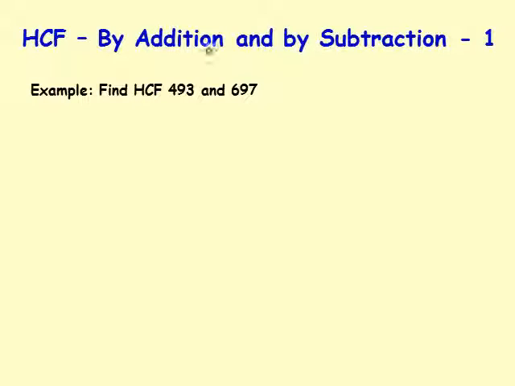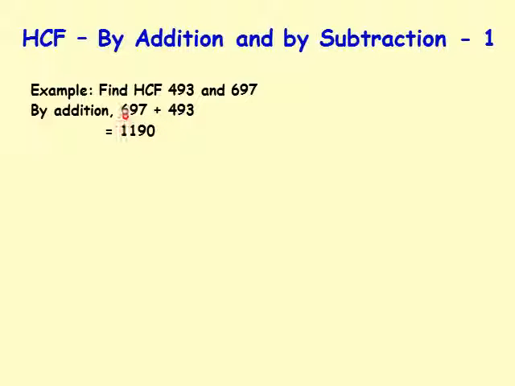Now we continue with the same topic, by addition and by subtraction. This is a continued one, and this is an example from the same book, Discover Vedic Math. Find the HCF of 493 and 697. By addition, we add the two numbers together, 697 plus 493, and its total is 1190.